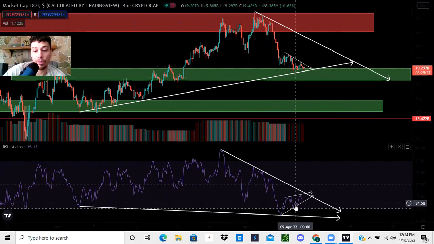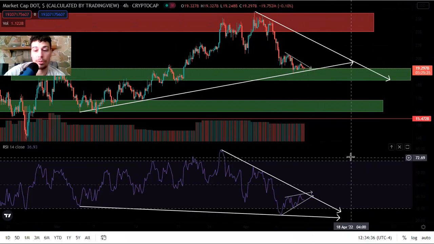But if we look here on the RSI, we have a pattern, right? And I'll just pull this one full screen for you.